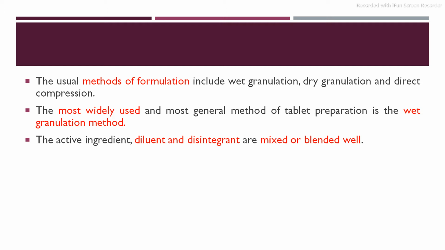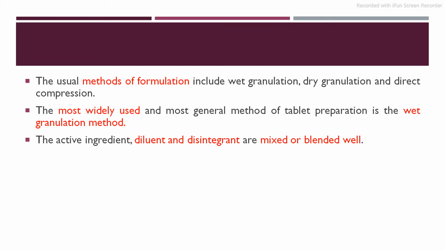Active ingredient, diluent and disintegrant all are mixed together and blended, whatever powdered material you have except glidant and lubricant. So glidant and lubricant must be added at the end of the granulation technique. Glidant and lubricants are used only to increase the flow property of your granules. So if you want to prepare the granules, first we have to mix the active ingredient along with diluent and disintegrant. Once the granules are ready, after that you can add the glidant and lubricant.